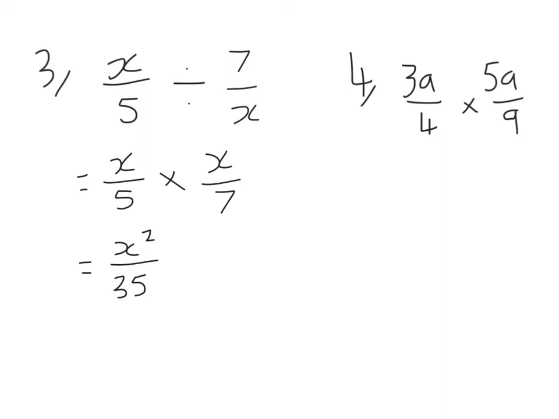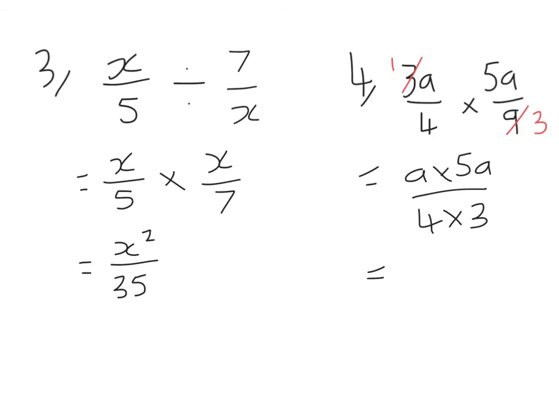Example 4, we have 3a over 4 times 5a over 9. So the rule is to multiply the numerators together and denominators together. But we can see there's a 3 as a common factor on the numerator and denominator. So if we divide 3 by 3, that will make it easier. So on the numerator we've got a times 5a, and the denominator is 4 times 3.